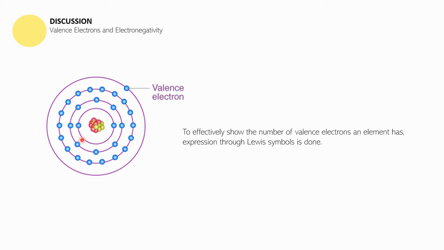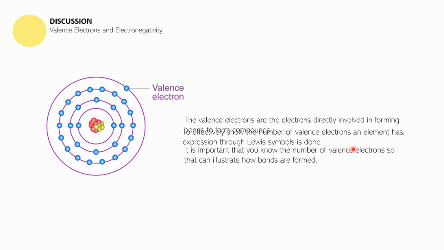So, if we're talking about valence electrons, we mean the electron that is found in the valence shell. So, the outermost energy level in this atom is energy level number 1, 2, 3, 4th energy level. And the valence electron that is found in the 4th energy level is what you call as the outermost electron as well. To effectively show the number of valence electrons an element has, expression through Lewis symbols is done. Okay, so I'm sorry, this is an overlapping text. The valence electrons are the electrons directly involved in forming bonds to form compounds.